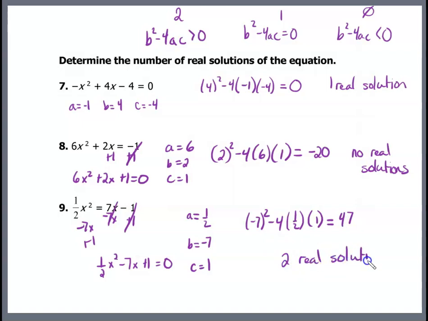Now, all of these answers also correspond with how many x-intercepts they have. So on example 7, there's going to be one real solution, therefore it crosses the x-axis in one place, so there's one x-intercept. On 8, there's no real solutions. That means the graph will never cross the x-axis, and we'll have no x-intercepts. And on example 9, there are 2 real solutions, so it will cross the x-axis in 2 places, which means there will be 2 x-intercepts. And the formula b squared minus 4ac is just the part that's underneath the square root of the quadratic formula, and that is called the discriminant. And that's what you use when you're trying to determine how many solutions or how many x-intercepts a quadratic equation will have.